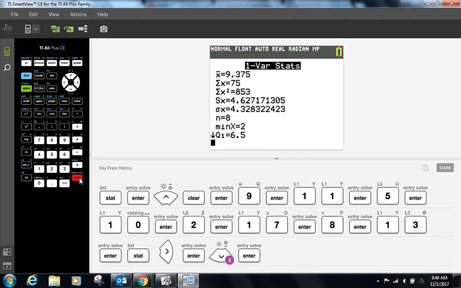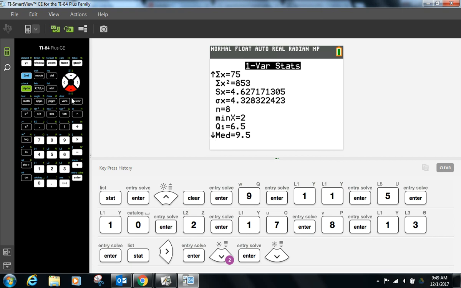You see a bunch of numbers flying up. Anybody remember that 9.375? What would that represent? That's my mean. So X bar, that first number, is your mean. 9.375 does it for you. All right. These other numbers, don't worry. But if you scroll down, you'll see our boy median, 9.5. I apologize, but it doesn't do mode for you.